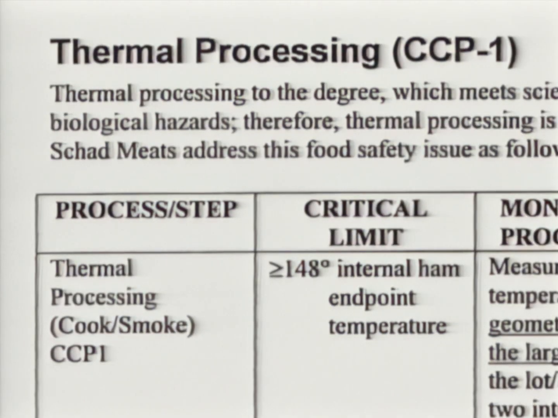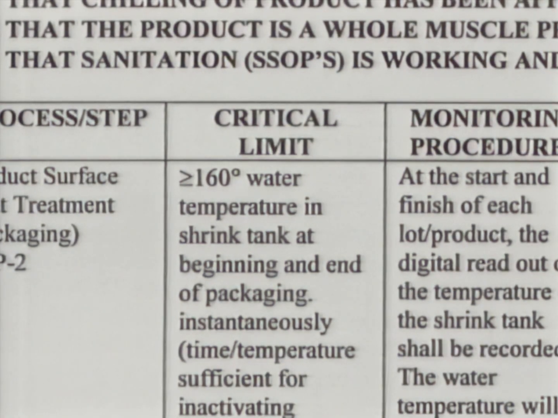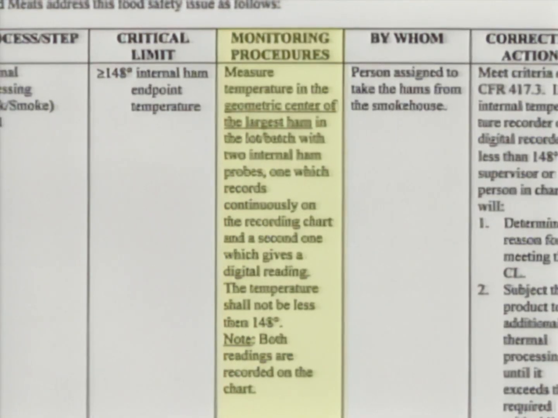Critical limits for each CCP seen in the second column of Form B include CCP-1, minimum of 148 degrees Fahrenheit internal ham temperature. CCP-2, minimum of 160 degrees Fahrenheit water temperature in shrink tank. Monitoring procedures for CCP-1 include checking final internal ham temperature in the geometric center of the largest ham at the end of the cooking cycle, using 2 thermometers, a digital recording thermometer, and a continuous chart recording probe.